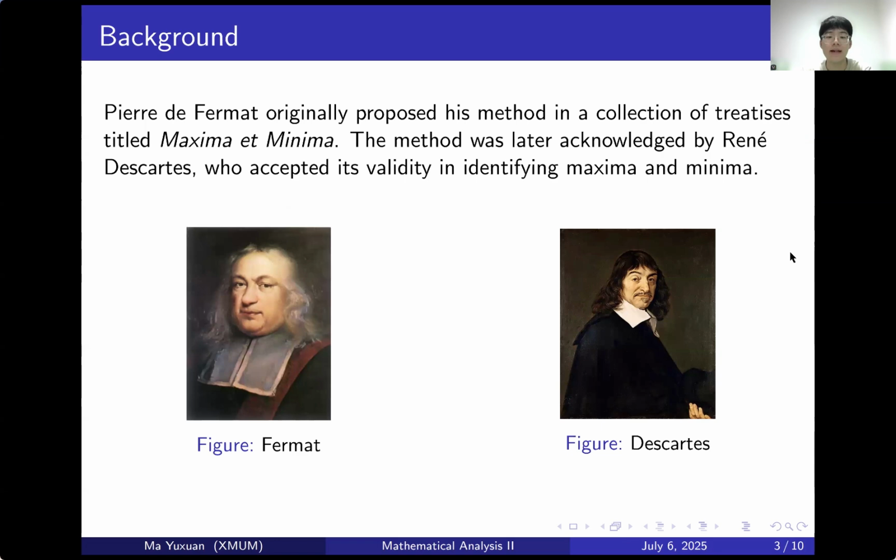Pierre de Fermat originally proposed his method in a collection of treatises titled Maxima et Minima. The method was later acknowledged by René Descartes, who accepted its validity in identifying maxima and minima.